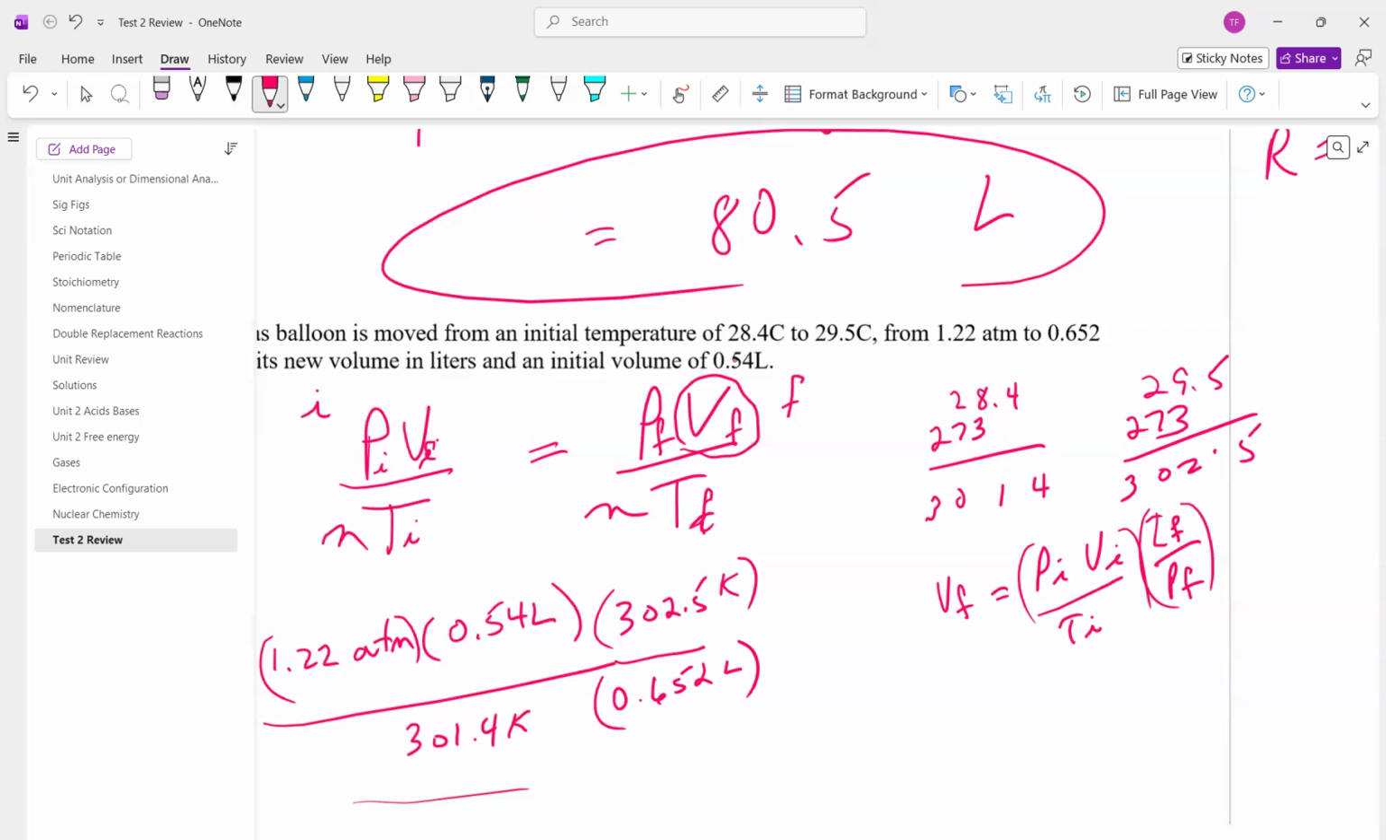Okay, so basically, I went from here to here by solving for V sub F, the final volume, which means I multiply everything by the inverse of what it's being multiplied by. The inverse of that is T over P final. That's how I isolated the V sub F.